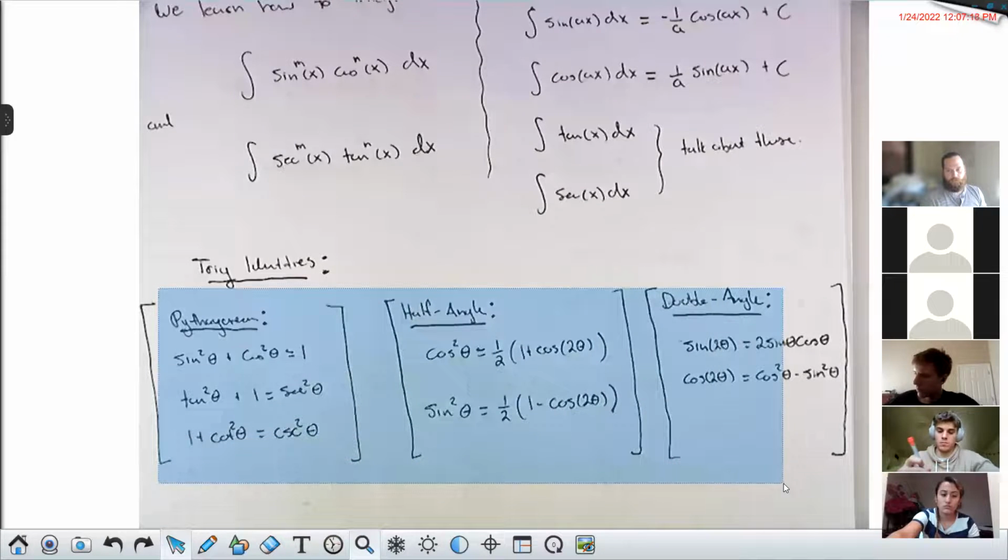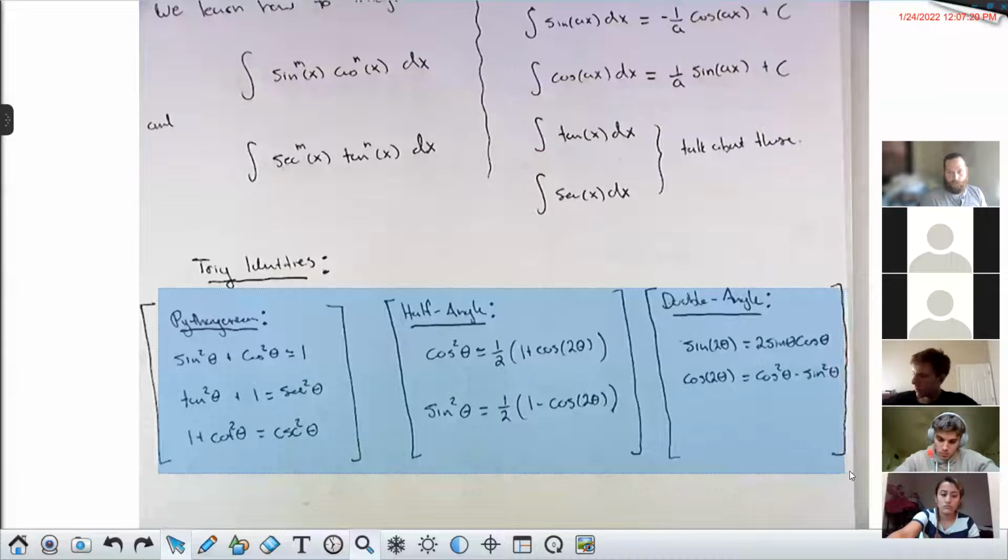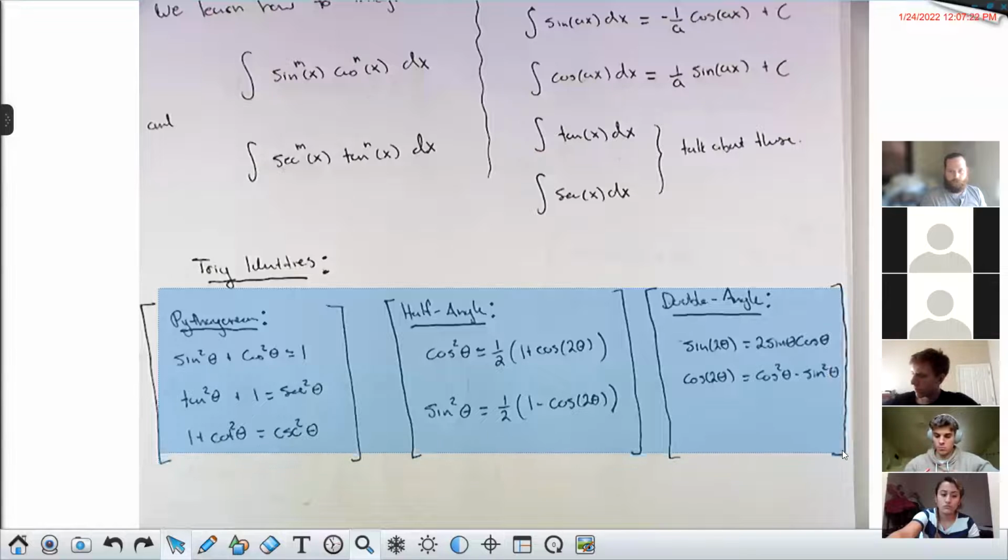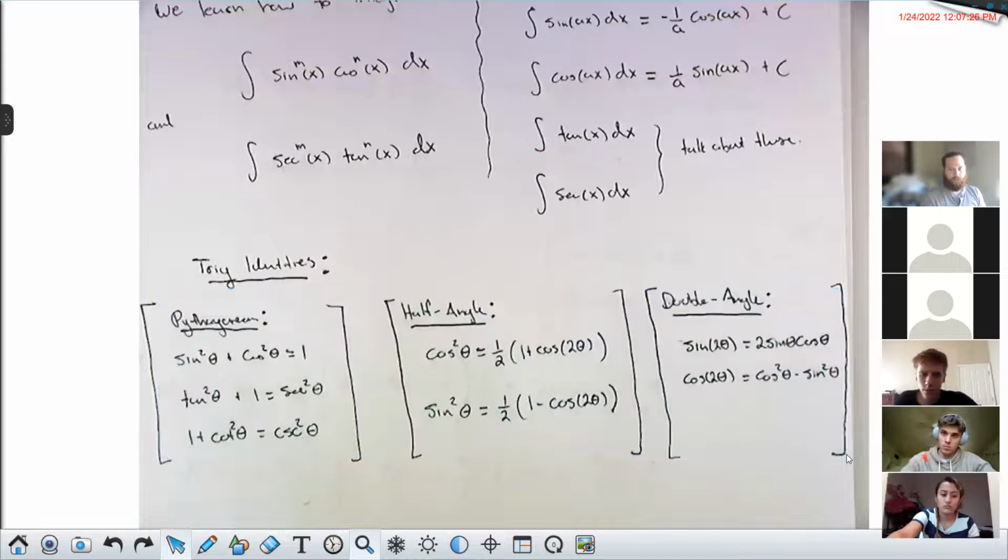I'll tell you right now, these need to be committed to memory. I won't give them to you on the test. You will need them on the test, so you must know these. The way to remember them is to just practice with them. Use them in solving problems.